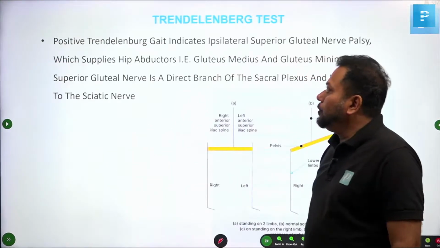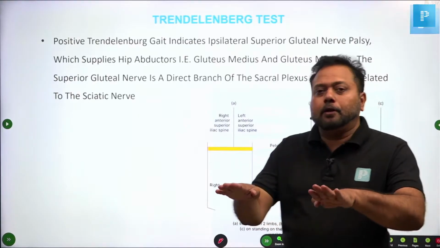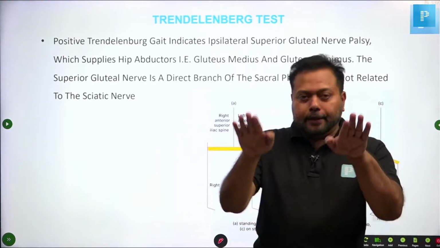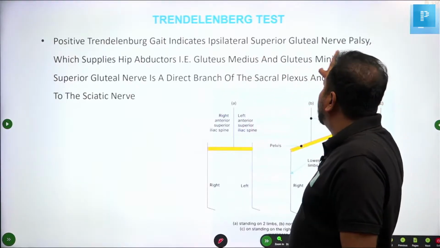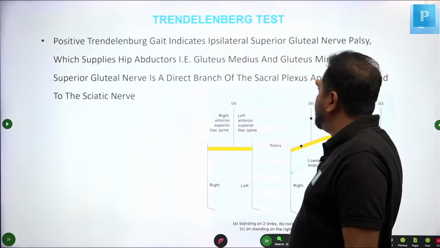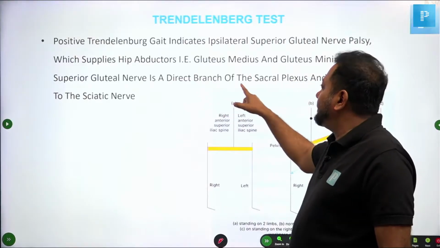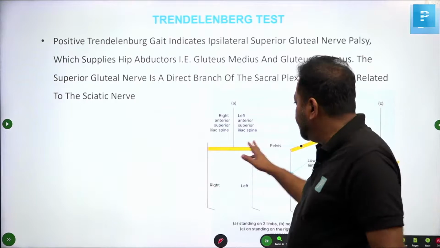Good. Now you see Trendelenburg test or Trendelenburg gait. Usually we will do what is called an assisted Trendelenburg test. Positive Trendelenburg gait indicates ipsilateral superior gluteal nerve palsy, which supplies the hip abductors, that is medius and minimus. The superior gluteal nerve is a direct branch of the sacral plexus and not related to the sciatic nerve. This is the explanation. Right.